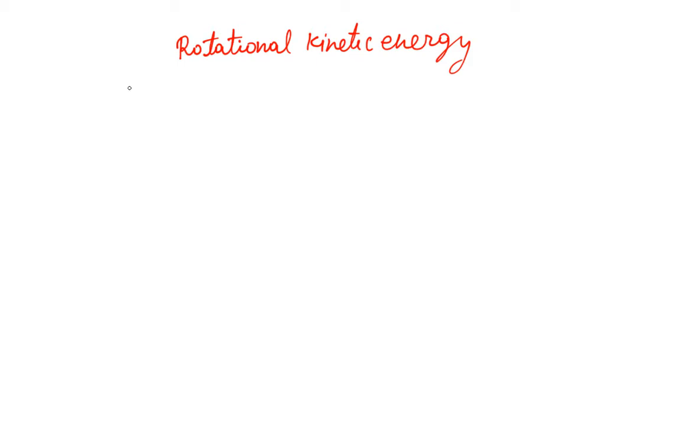So there is one thing that remains to be discussed, which is the kinetic energy of a rotational system. We already know that kinetic energy for a translational system, that is for an object moving in a straight line or moving with some velocity, is given as half mv squared. Some particle of mass m is moving with the velocity v, then this is what kinetic energy is.